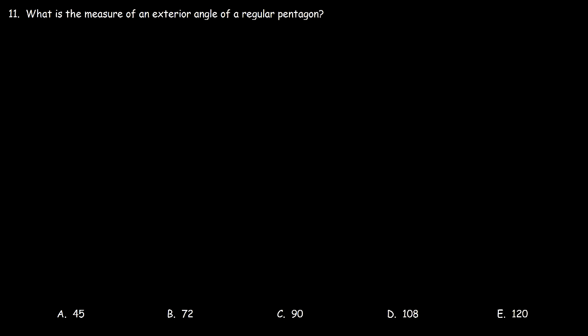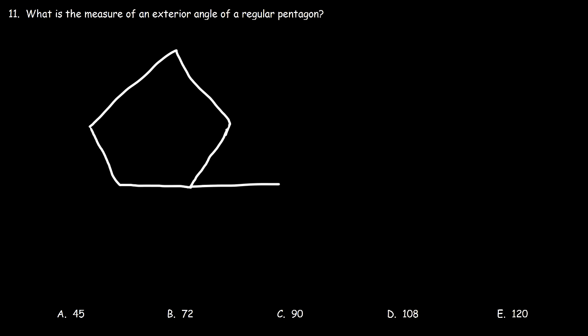11. What is the measure of an exterior angle of a regular pentagon? Well, let's start with a picture. So here is a pentagon, and because we're dealing with a regular pentagon, all sides are the same. Now granted, my picture is not perfect, so you'll just have to make do with it. The exterior angle is the angle on the outside. So in this case, x is the exterior angle.